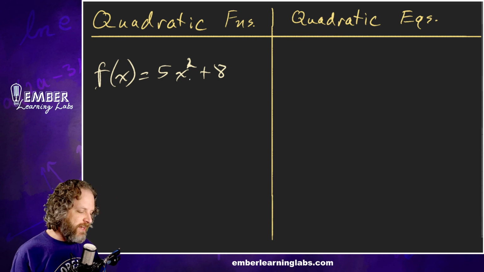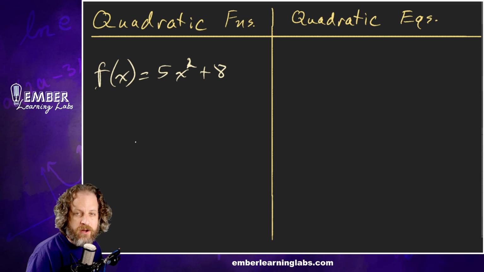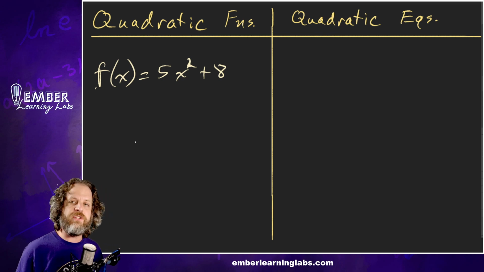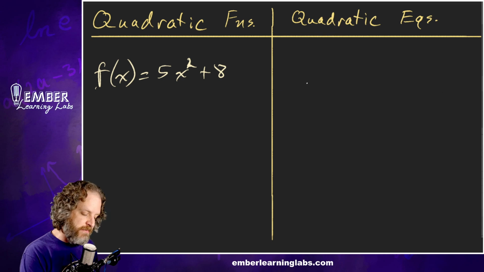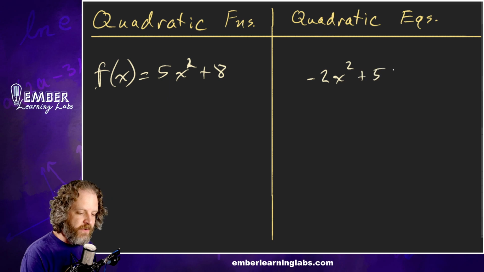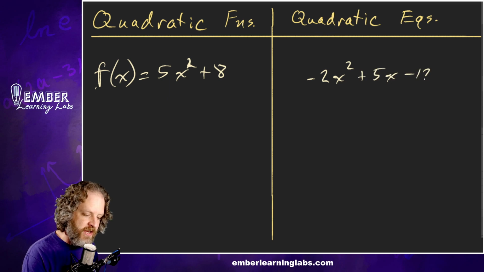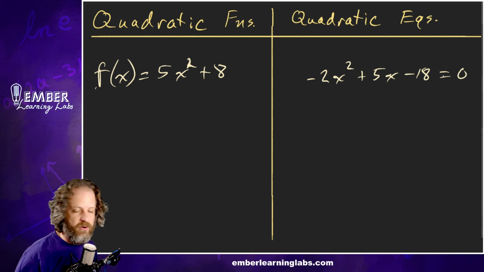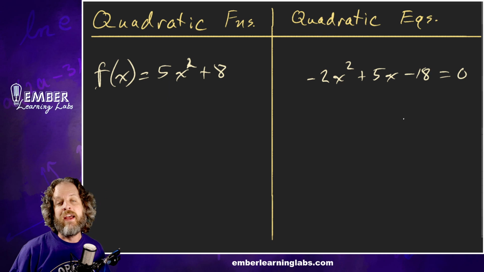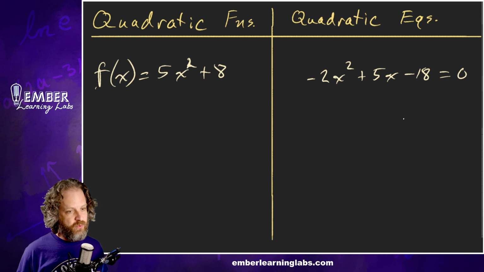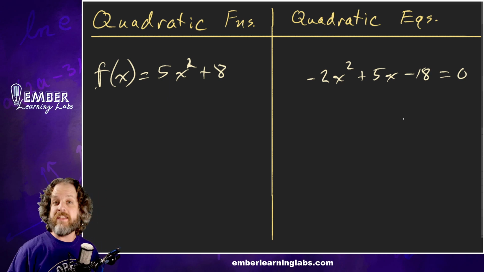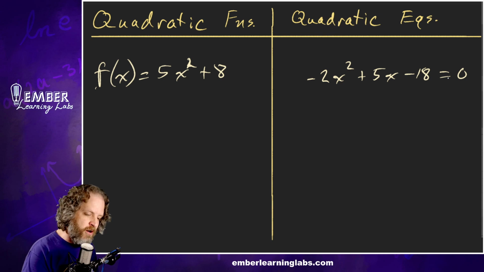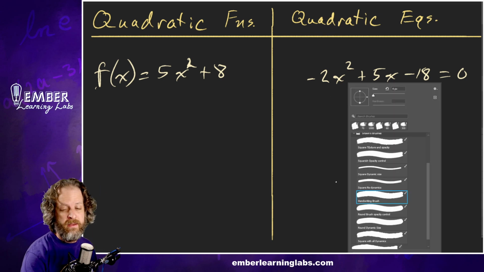Okay, so what's the difference between a quadratic function and a quadratic equation? So a quadratic equation, we just have one variable. So it might be something like negative 2x squared plus 5x minus 18 equals 0, right? Now we could rearrange this any way. We could add 18 to both sides and all that kind of stuff. In the lessons after this one, a lot of the future lessons in this unit, we're going to be learning how to solve these algebraically.